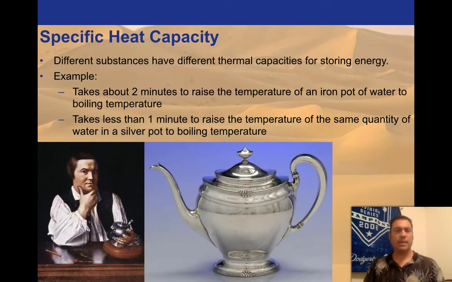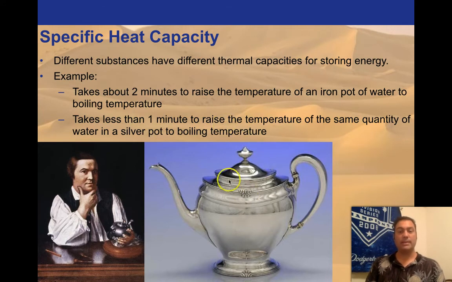So specific heat capacity: different substances have different thermal capacities for storing energy. For example, it takes about 2 minutes to raise the temperature of an iron pot of water to boiling temperature. So this is for iron. But it takes less than 1 minute to raise the temperature of the same quantity of water in a silver pot to boiling temperature.